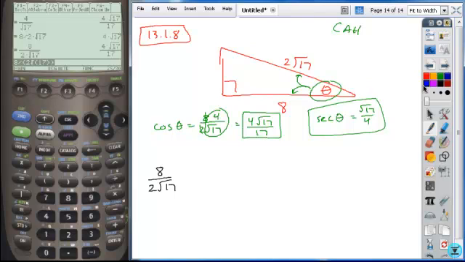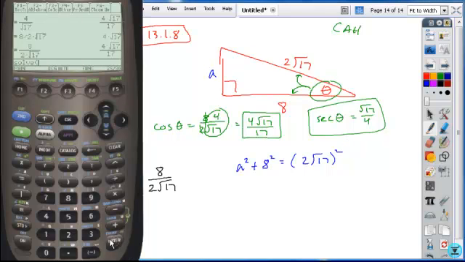All right, the final part to this problem is, in order to solve for the sine and the tangent and their reciprocal functions, you need to know what that third side is. In order to find that third side, you can use the Pythagorean Theorem. x squared plus 8 squared is equal to the quantity 2 root 17 squared. And so it's just a matter of solving for that.